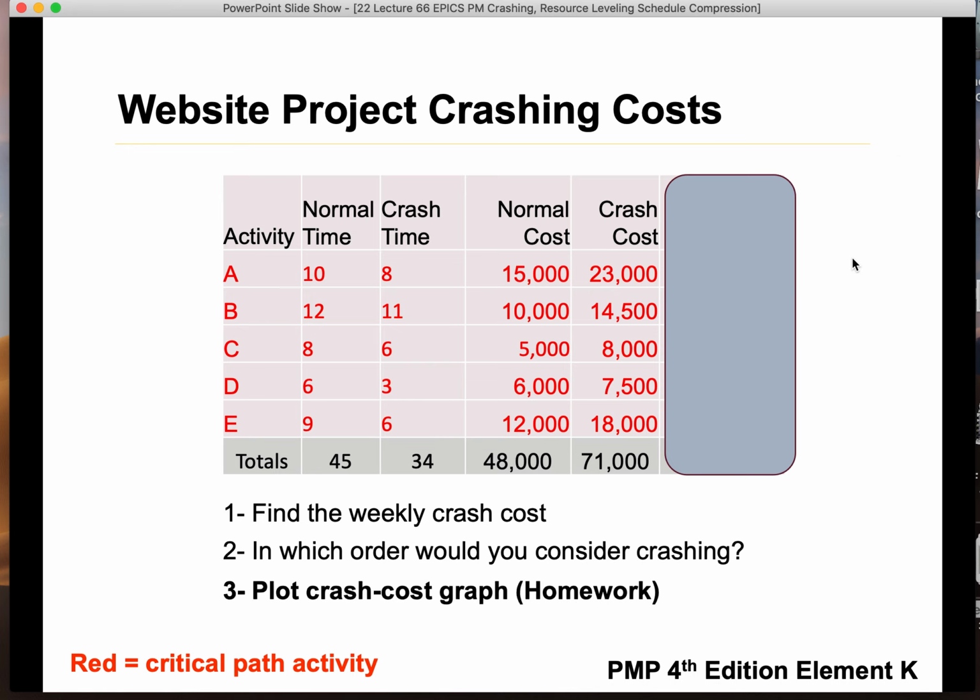I want you to plot a crash cost graph, and this will be a homework. I'll post it on Canvas as well, so I want you to submit those things. Plot the crash cost graph. If you understood the previous example really well, then you'll be okay to do that.